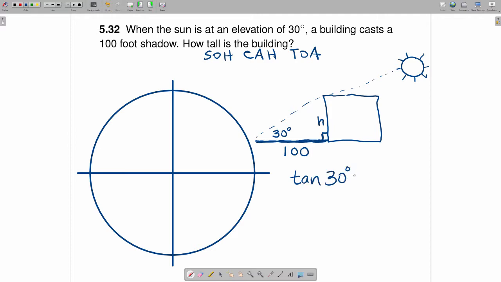So we know that the tangent of 30 degrees will be the length of the opposite side, which is h, divided by 100. We want to solve this equation for h. To do so, you multiply both sides of the equation by 100. When you multiply the left-hand side by 100, you get 100 times the tangent of 30 degrees. When you multiply the right-hand side by 100, you get h. So the goal now is to figure out what is the value of 100 times the tangent of 30 degrees.